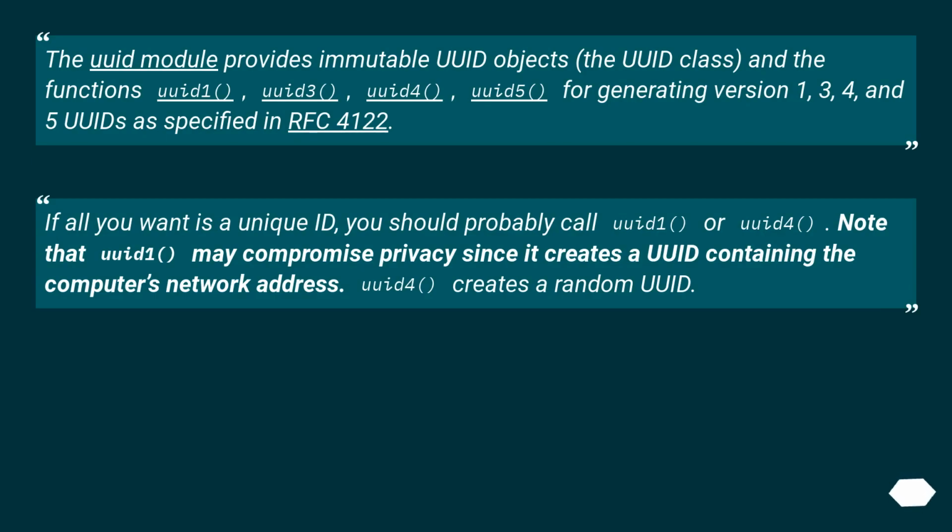The uuid module provides immutable UUID objects, the UUID class, and the functions uuid1, uuid3, uuid4, uuid5 for generating version 1, 3, 4, and 5 UUIDs as specified in RFC 4122. If all you want is a unique ID, you should probably call uuid1 or uuid4. Note that uuid1 may compromise privacy since it creates a UUID containing the computer's network address. uuid4 creates a random UUID.